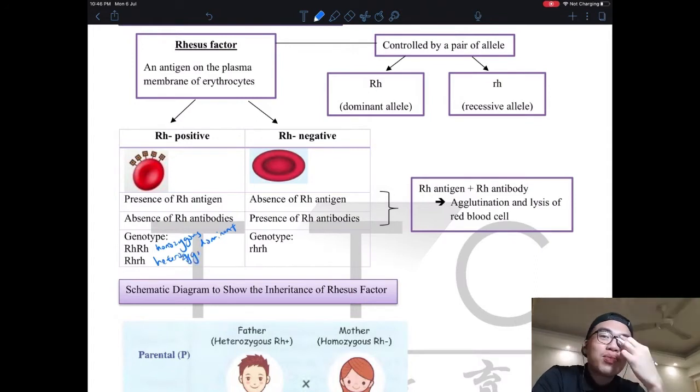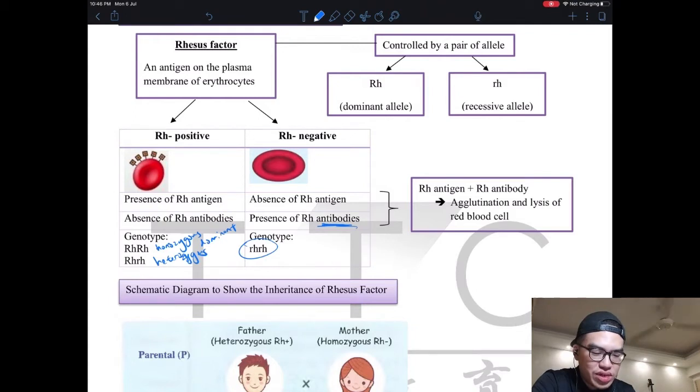The problem comes if you are negative. If you're negative, you have antibody, which means you are recessive, homozygous recessive. So what's the problem here? If you are O negative, you will fight anything that has positive. So if you receive O positive blood, your body is going to attack it.